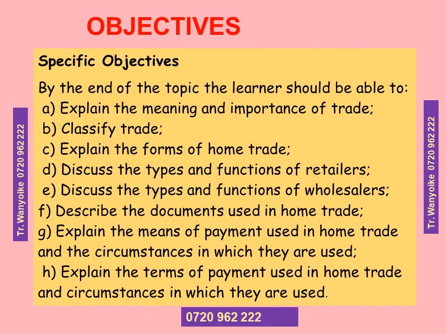Our objectives are as follows. By the end of this topic, you should be able to: 1. Explain the meaning and importance of trade. 2. Classify trade. 3. Explain the forms of home trade. 4. Discuss the types and functions of retailers. 5. Discuss the types and functions of wholesalers. 6. Describe the documents used in home trade.